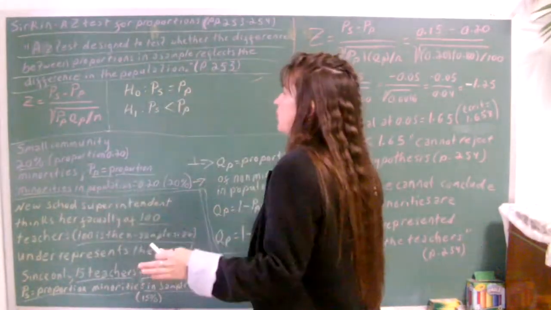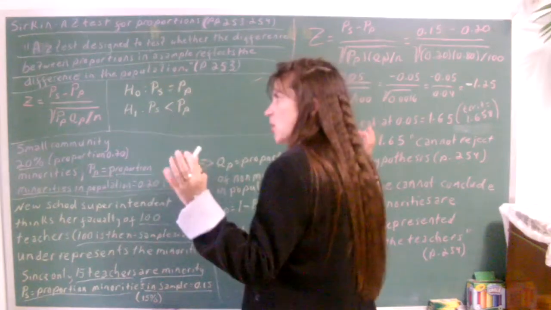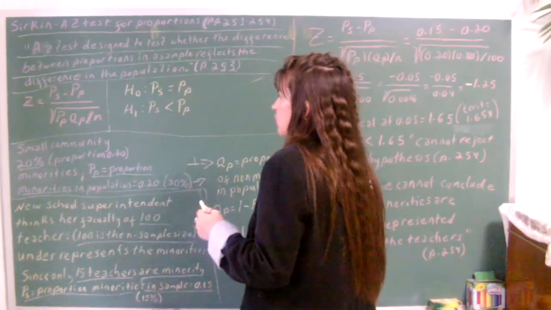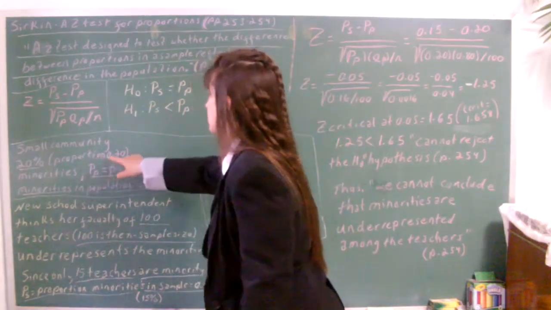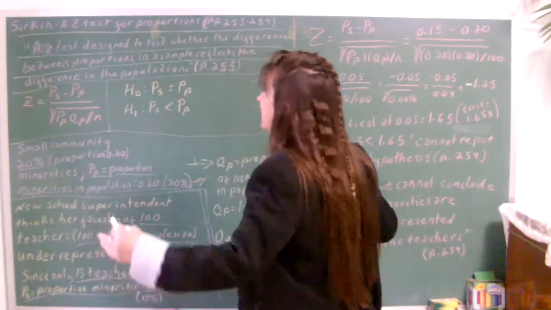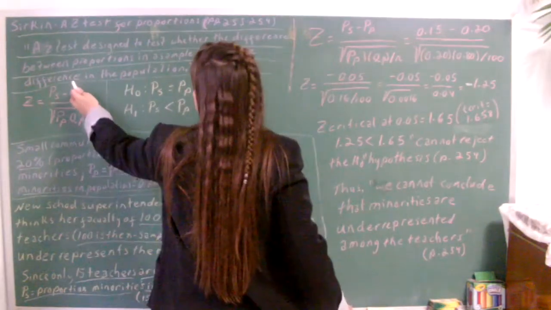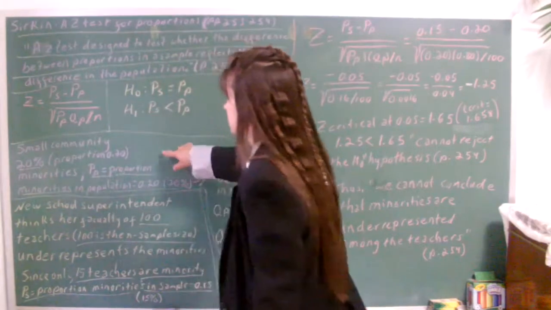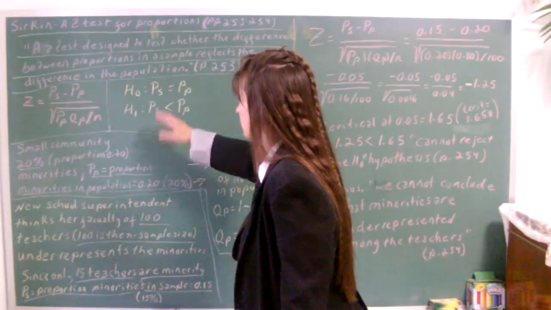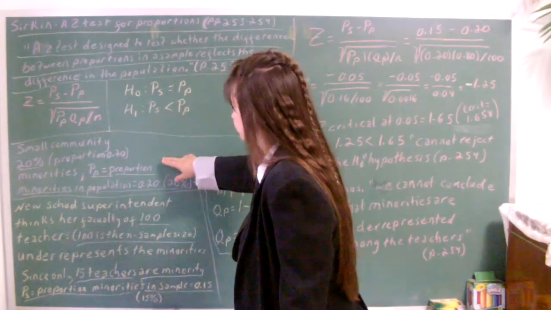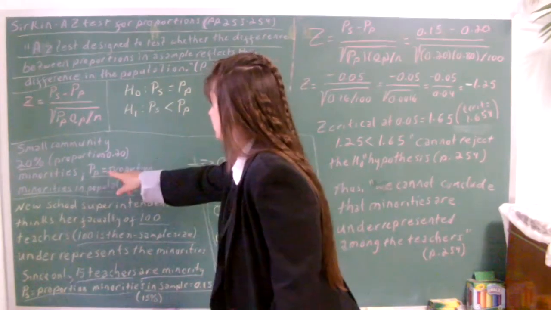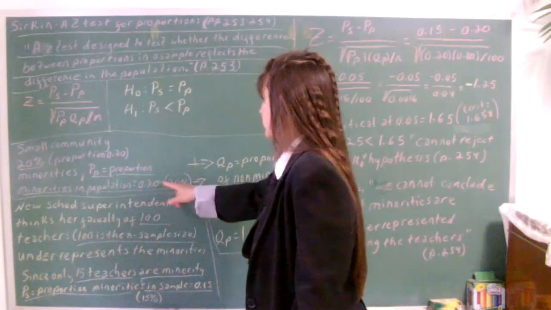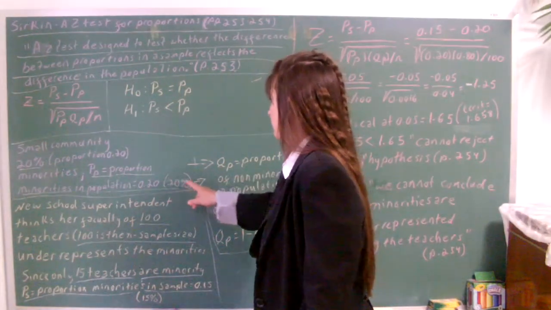In the book, it's stating there's a small community. There's 20% minorities. Well, the proportion of that is 0.20. Now we know what our p subscript p is. That's a p. The subscript p is for the population. Our small community is our population that we're comparing our sample to. So p subscript p equals the proportion of minorities in the population. This equals 0.20 or 20%.